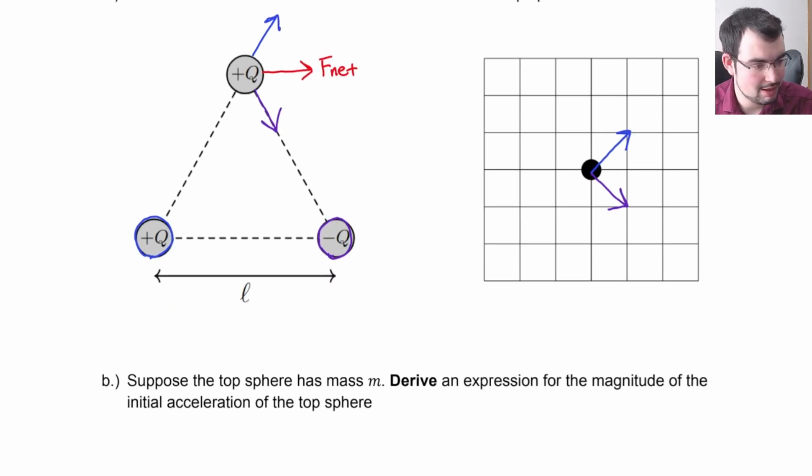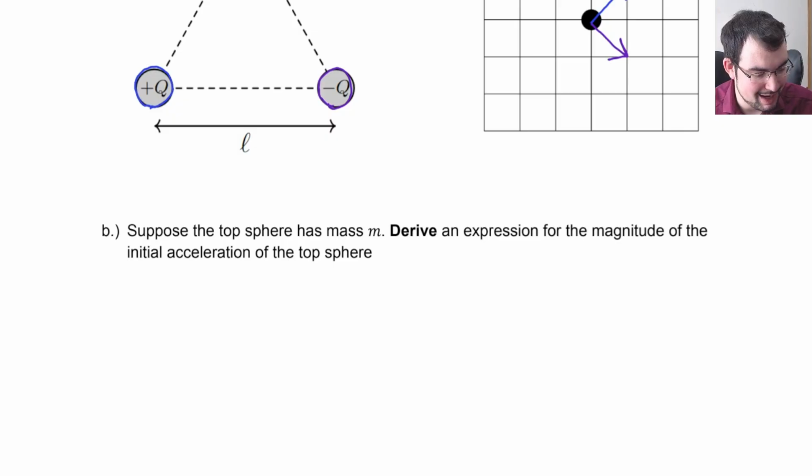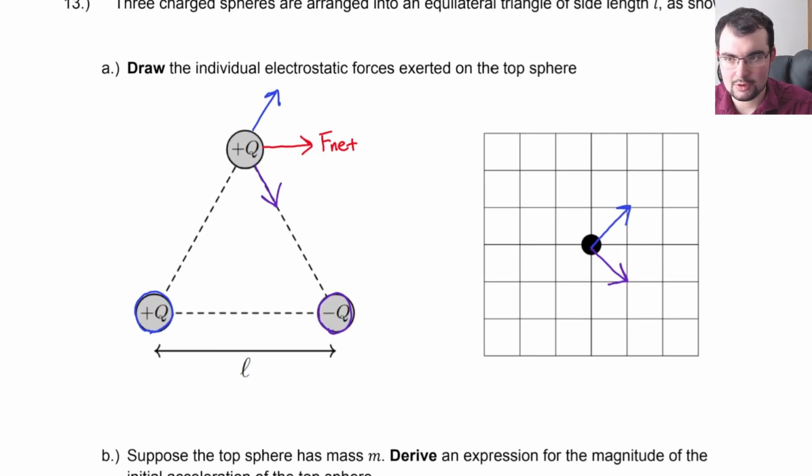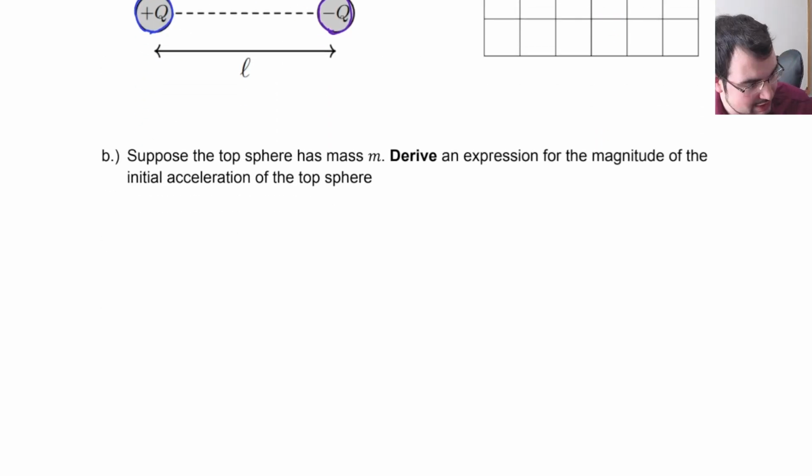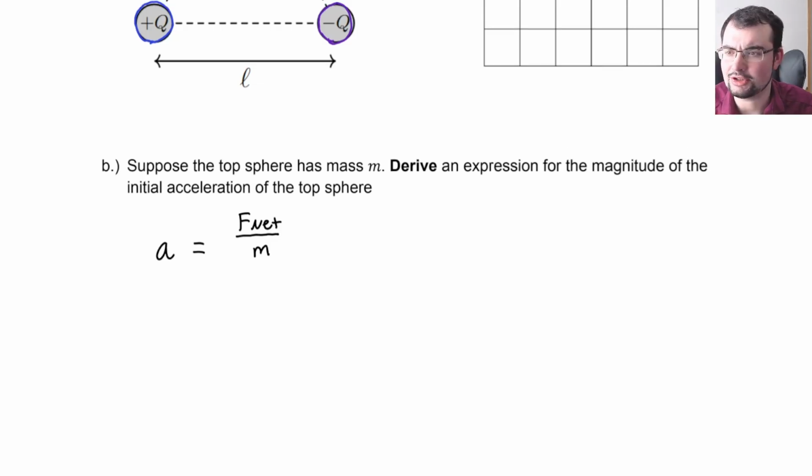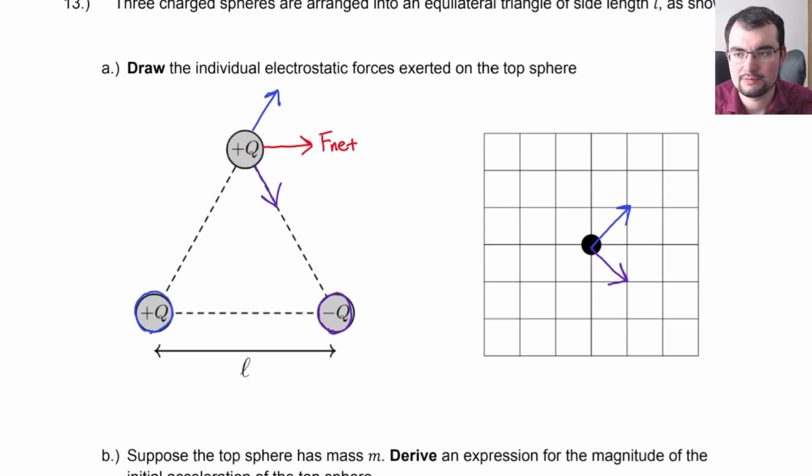This is a pretty standard problem. Suppose the top sphere is mass m. Derive an expression for the magnitude of the initial acceleration. So we don't quite want the net force, we want the acceleration, but it's essentially the same, because Newton's second law says acceleration is just our net force divided by the mass. That's what forces do, they cause accelerations. So we just need to find the net force.